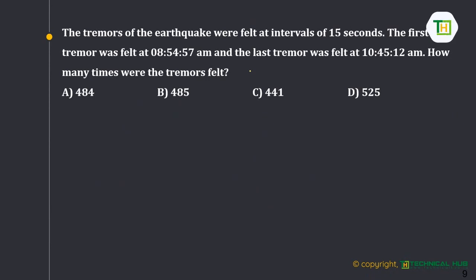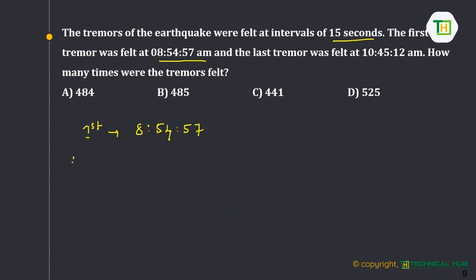Yes. What is given here? See this question. The tremors of the earthquake were felt at the interval of 15 seconds. The first tremor was felt at 8:54:57. So the first tremor was felt at, what is the time given here? 8 hours 54 minutes 57 seconds.